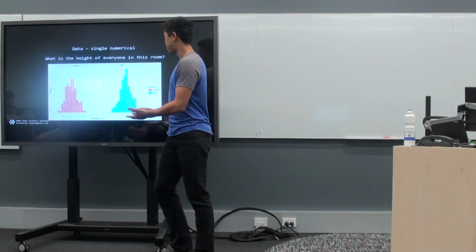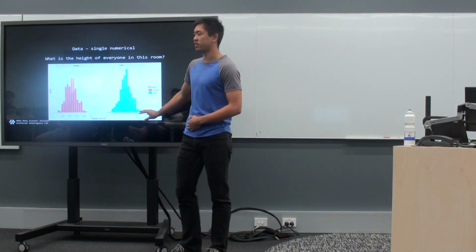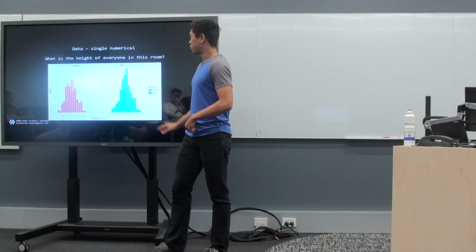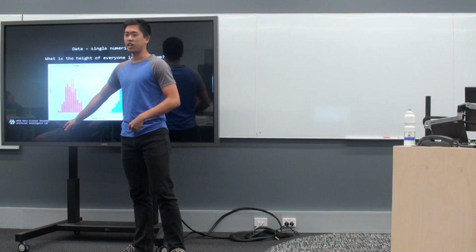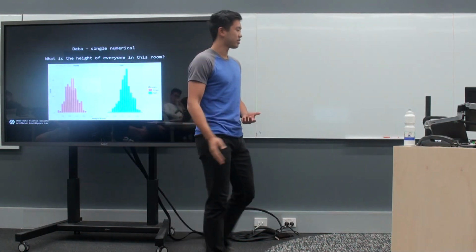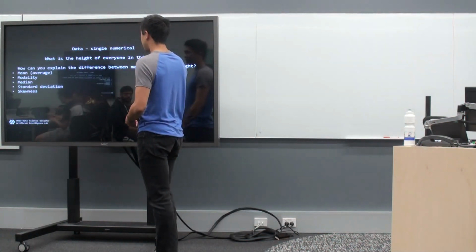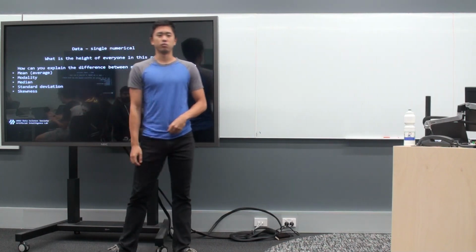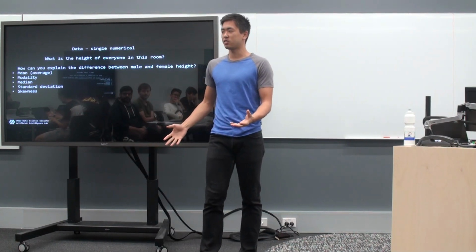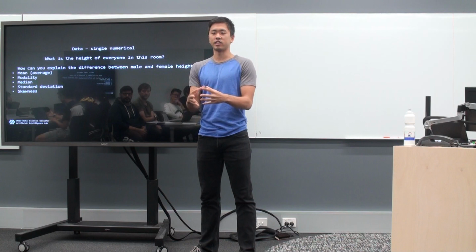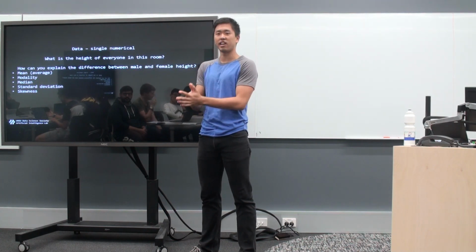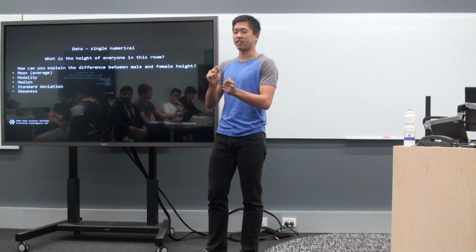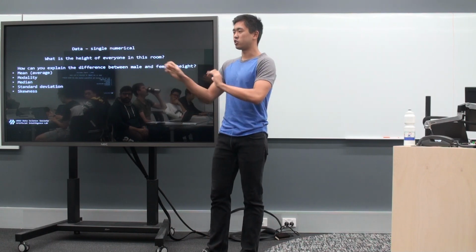And how can we compare two different distributions like this? So the height of males in the room and the height of females in the room. How can we compare that? Well, there are some things called summary statistics, which try to summarize the data quantitatively, so you can compare exactly across the two data sets.